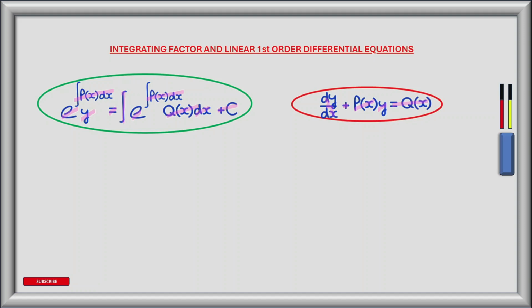In the general solution of this differential equation, the integrating factor is given by e to the power of the integral of p(x) dx, and it is seen on both sides of the equation in this formula.